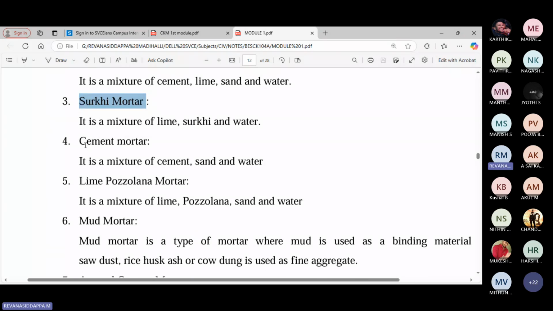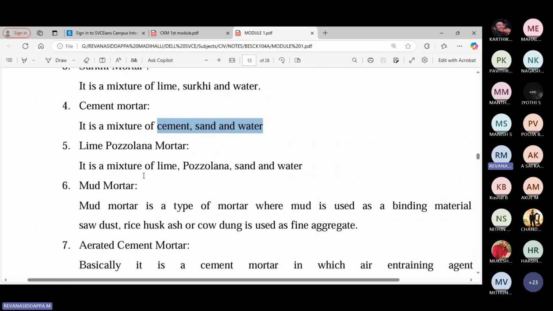Then the next one is cement mortar. It is the most commonly used type of mortar nowadays. It is a mixture of cement, sand, and water. A mixture of cement, sand, and water is called cement mortar.